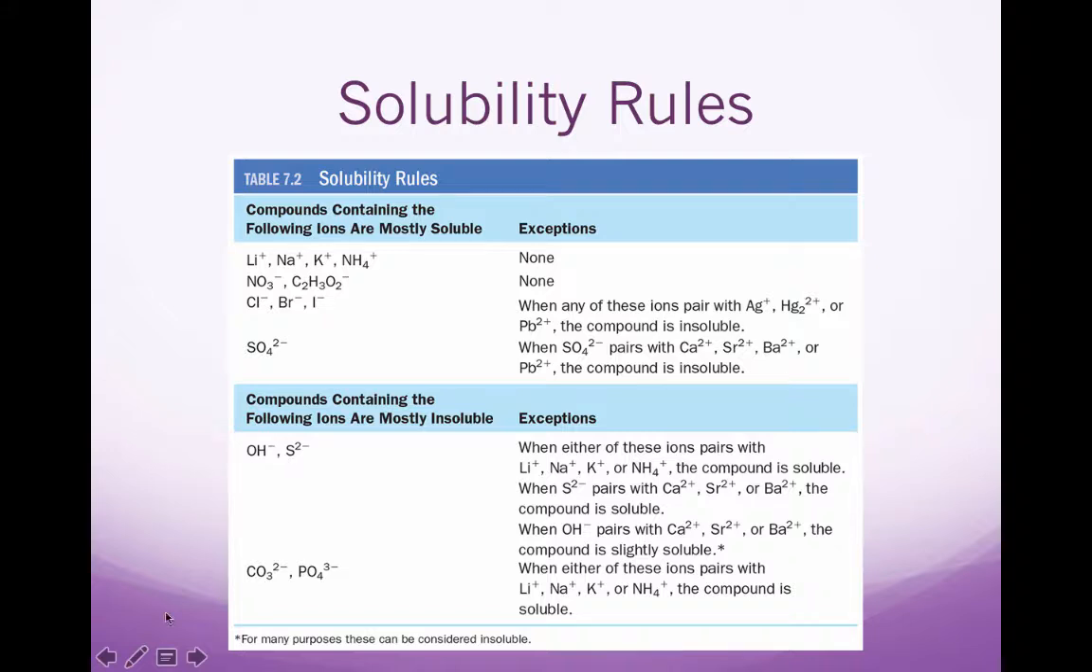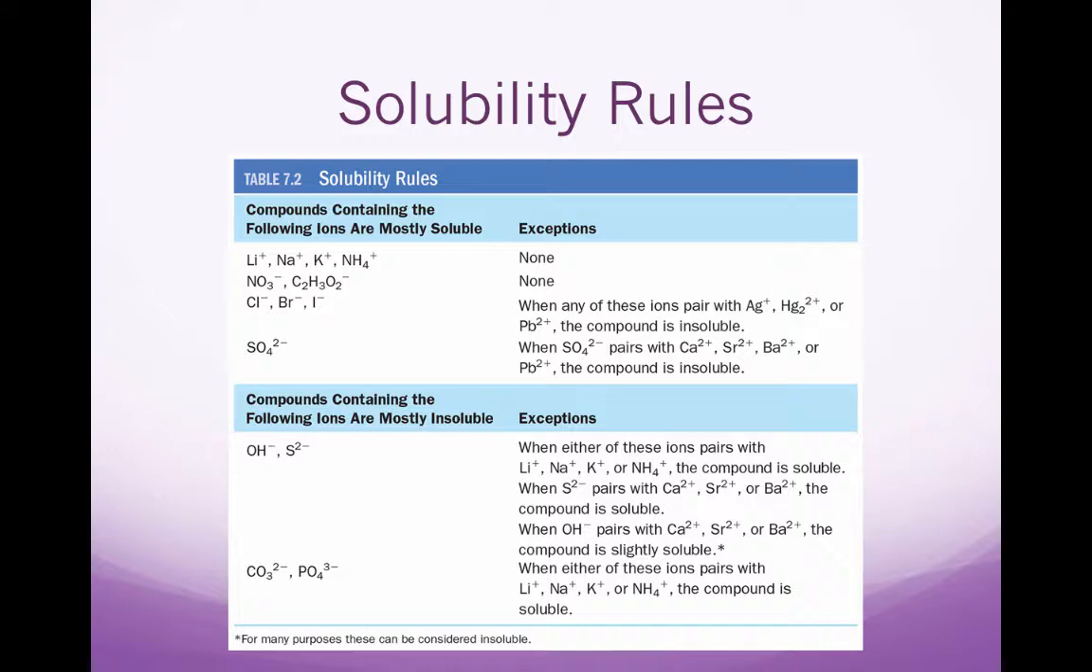Then down here, these are mostly insoluble, so most hydroxides and sulfides are insoluble. The exceptions are when any of these are paired with lithium, potassium, sodium, or ammonium. Those are all soluble. And the other exception is when sulfide ions pair with calcium, strontium, or barium. Those are soluble. When hydroxide ions pair with calcium, strontium, and barium, the compounds are slightly soluble. So we can generally consider those insoluble.